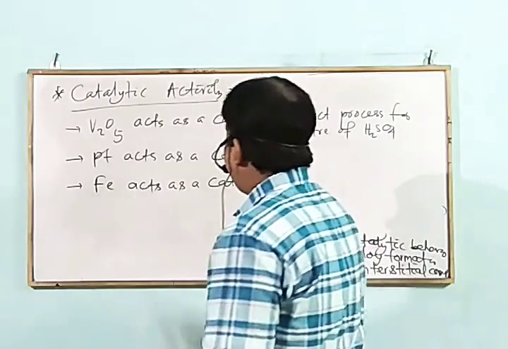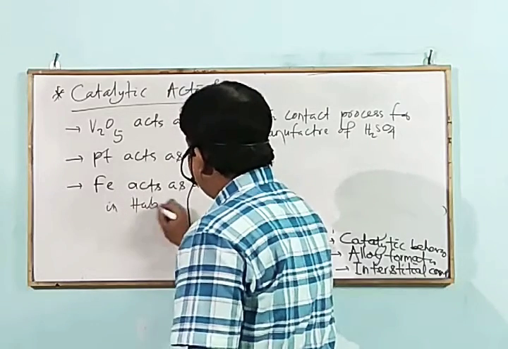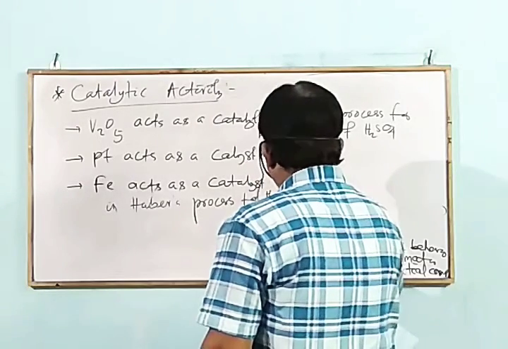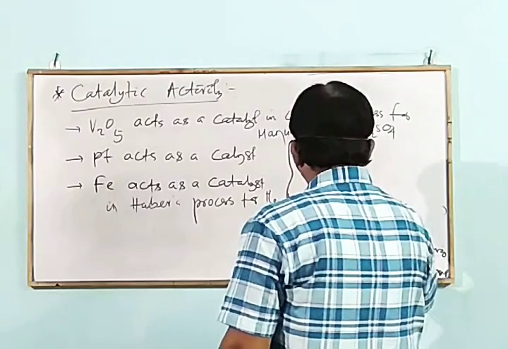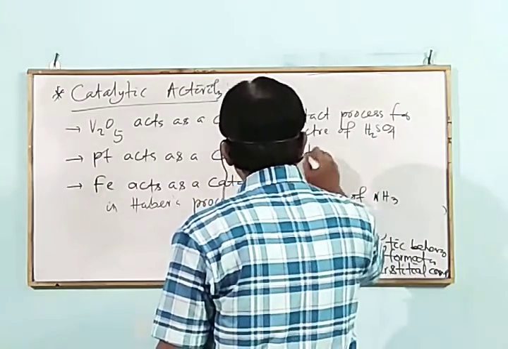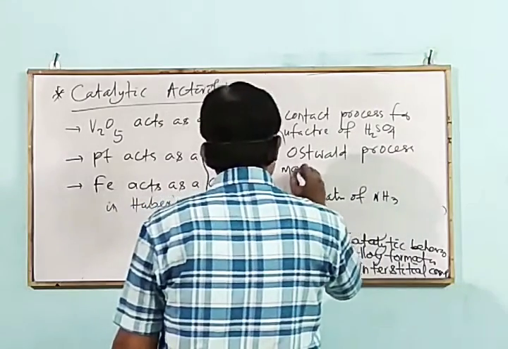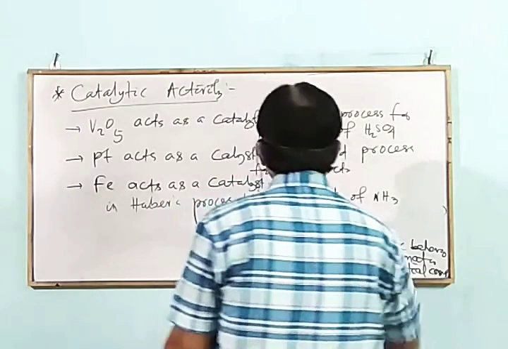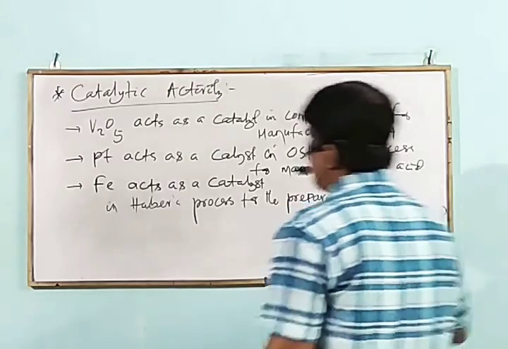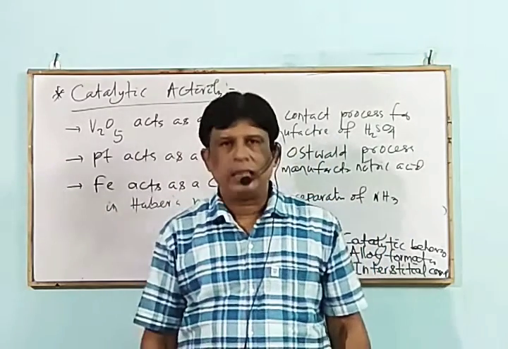That means finely divided iron acts as a catalyst in Haber's process for the preparation of ammonia. Platinum acts as a catalyst in the Ostwald process for manufacture of nitric acid. So many other examples are there. It is clear that most of the transition metal atoms act as catalysts.